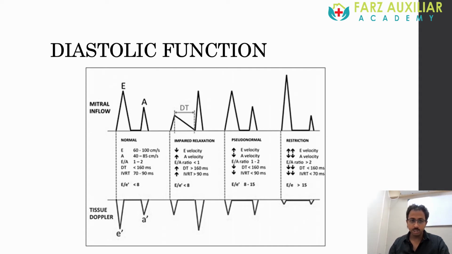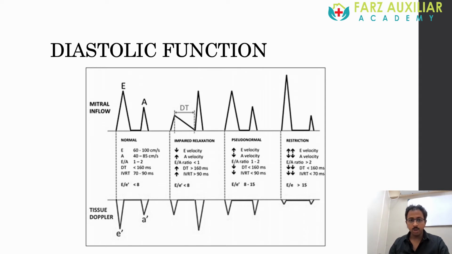And depending upon these two values, we can identify whether the patient is having any impaired relaxation, whether the patient is having any restriction because of constrictive pericarditis, or whether diastolic dysfunction is there but it looks like normal. So what is normal? Normal is when the E wave velocity by the A wave velocity is between 1 to 2, the deceleration time of the E wave is less than 160 millisecond, and the isovolumic relaxation time is within 70 to 90 millisecond. If all three things are there, the patient is having a normal diastolic function.